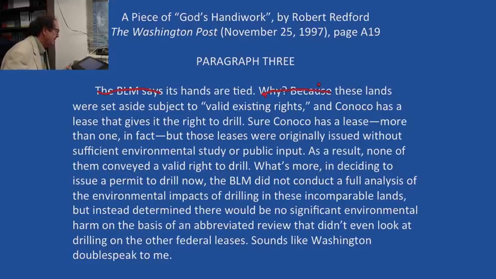Good. And Conoco has a lease that gives it the right to drill. Good. And we can get rid of "and," because we're going to have two separate premises there. "That gives it, right?" Well, that's going to be an argument marker, as we saw. That's going to get replaced by another dot pyramid. Sure, Conoco has a lease. More than one, in fact.